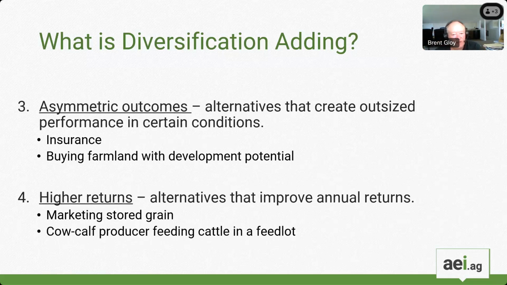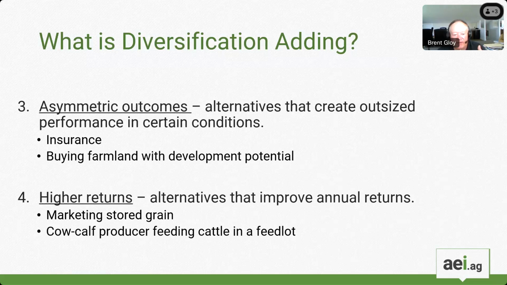The other thing I think when we think about diversification that we get is something that's really important. That's trying to provide what we call asymmetric outcomes. And that's just a fancy way of saying something that pays off in really bad states of nature. So when really bad things happen, we get a payoff.